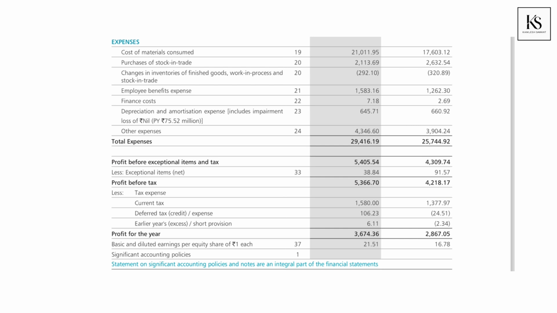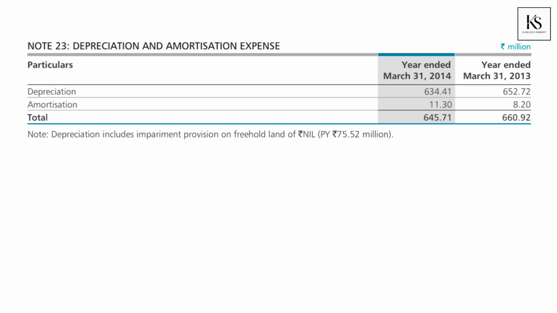Following the finance cost, the next line item is depreciation and amortization cost, which stands at 64.5 crores. To understand depreciation and amortization, we need to understand the concept of tangible and intangible assets.